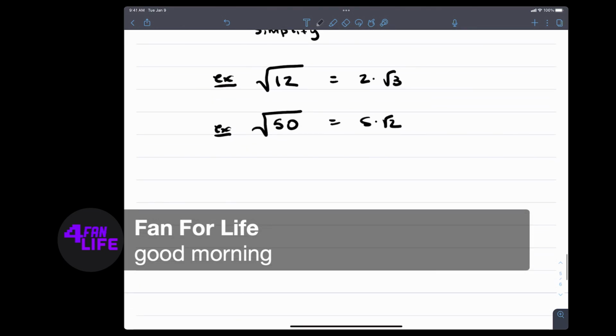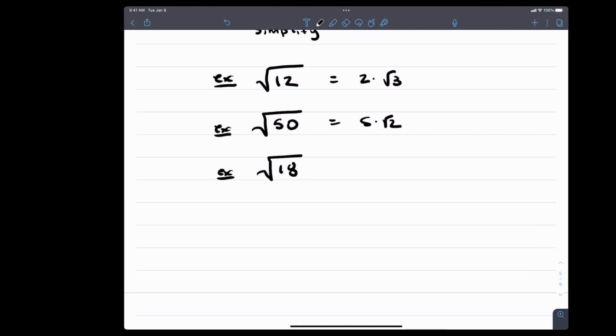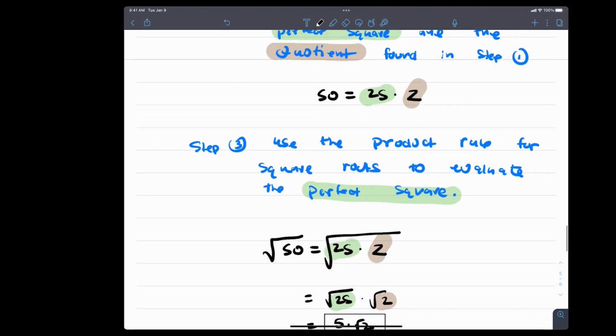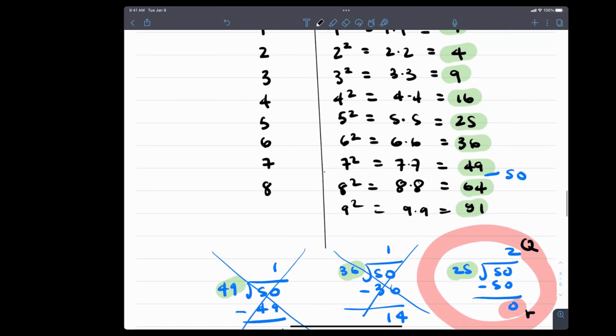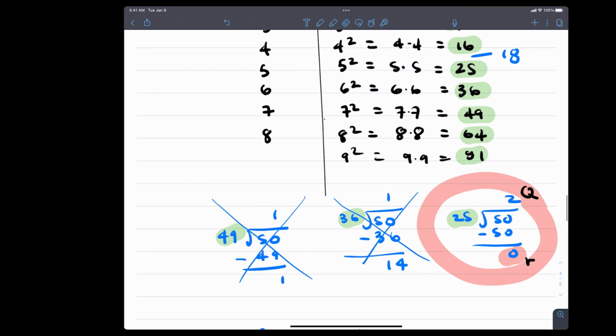All right, let's give you guys some more. How about the square root of 18? Could you guys do the square root of 18 now? 18. Where would 18 be amongst the perfect squares? I think it's right here. You guys okay with that? Between 16 and 25? Okay. So we're going to take the square root of 18.